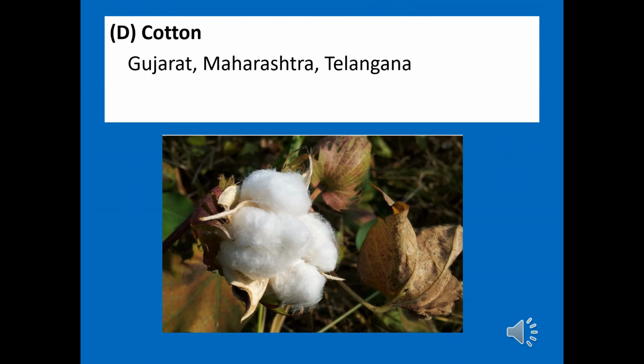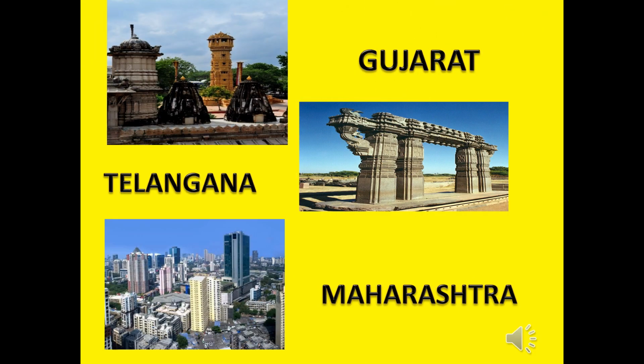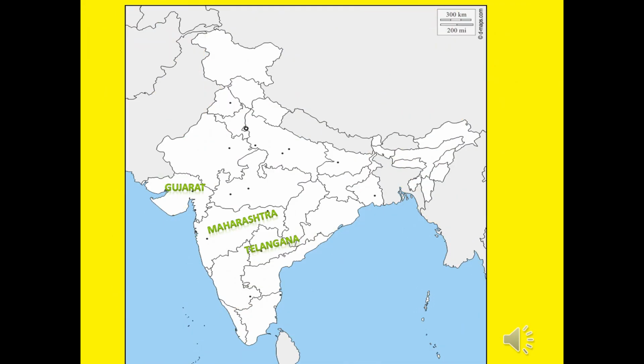Now let's talk about the cotton plants. Cotton is a plant of tropical and subtropical areas. Cotton needs uniformly high summer temperatures between 22 degrees Celsius and 32 degrees Celsius. It requires a warm climate with bright sunshine. Frost is harmful to cotton plants. The cotton plant is mainly found in Gujarat, Telangana and Maharashtra. The locations of these places on the political map of India are as follows.